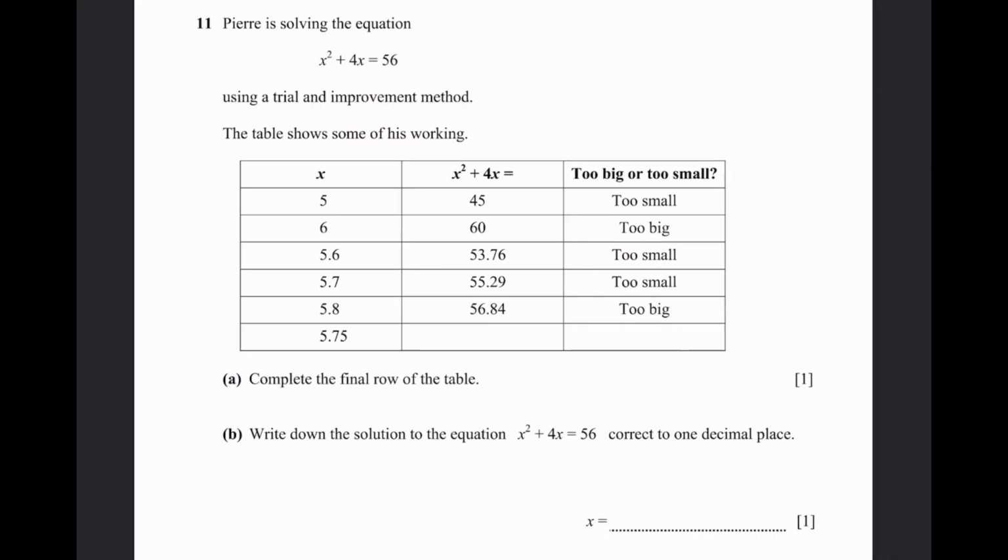Question 11. Pierre is solving the equation x squared plus 4x equals 56 using a trial and improvement method. The table shows some of his working. A. Complete the final row of the table. Over here we can see 5.75. You just substitute that into the x function here, and we just take a calculator out for that.